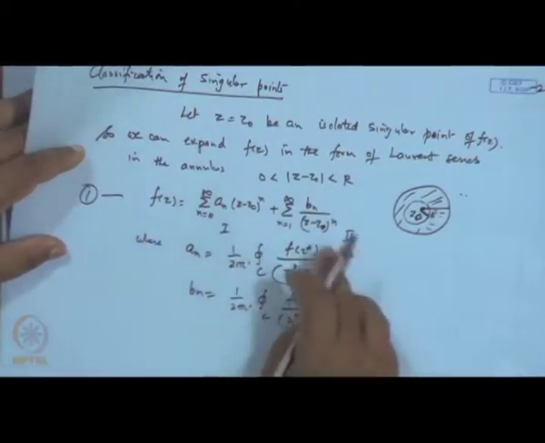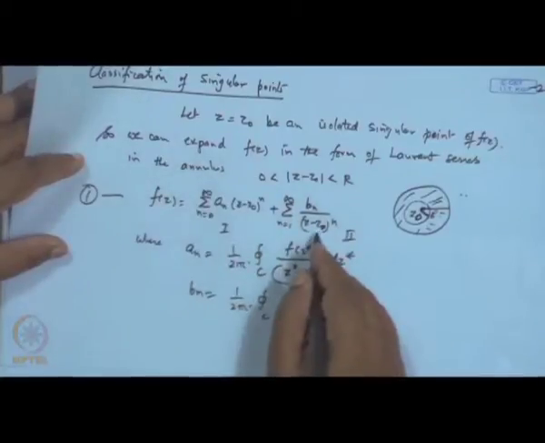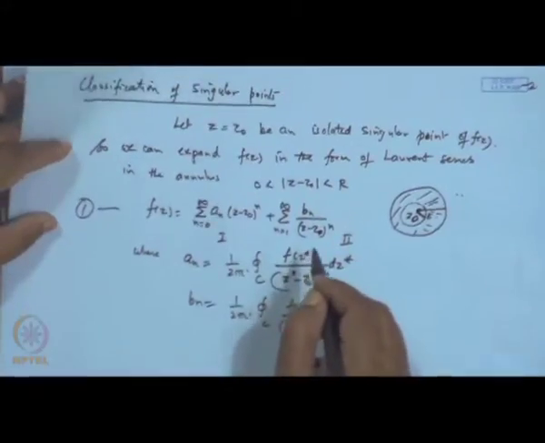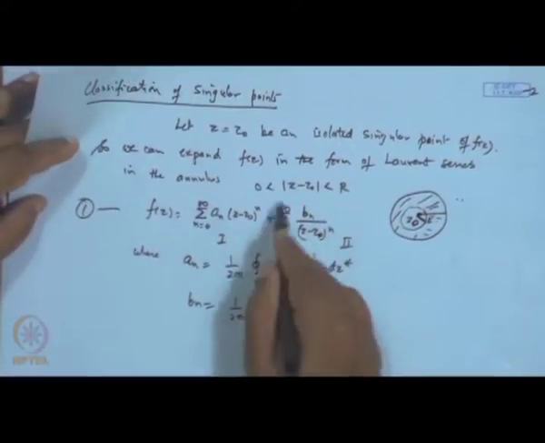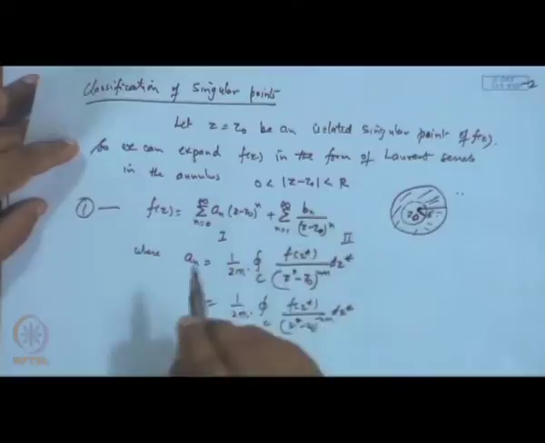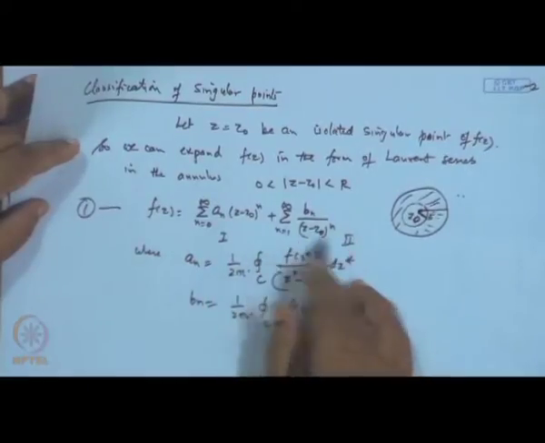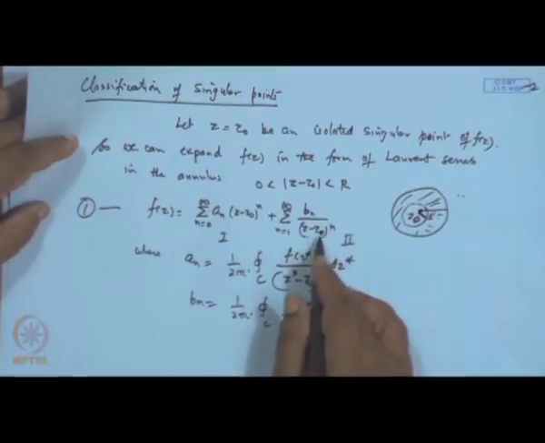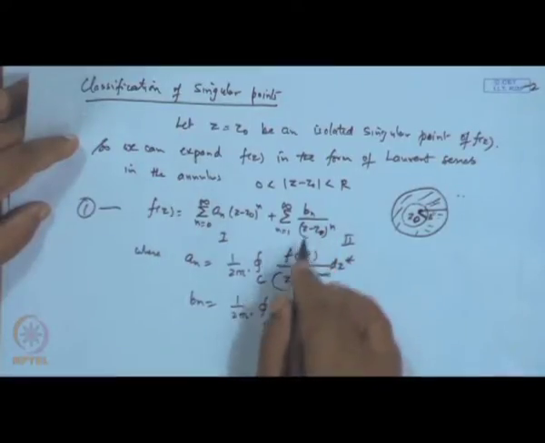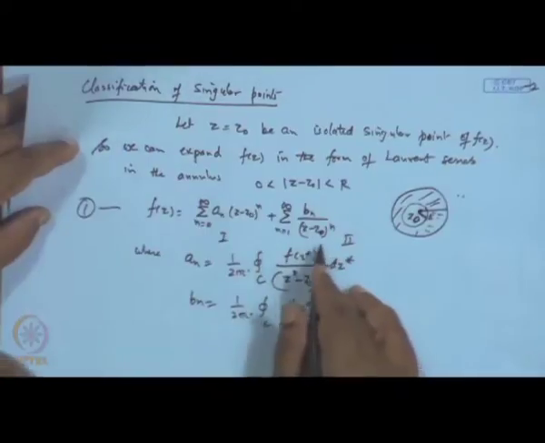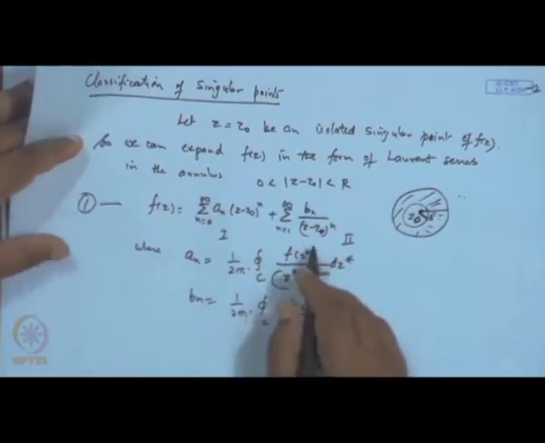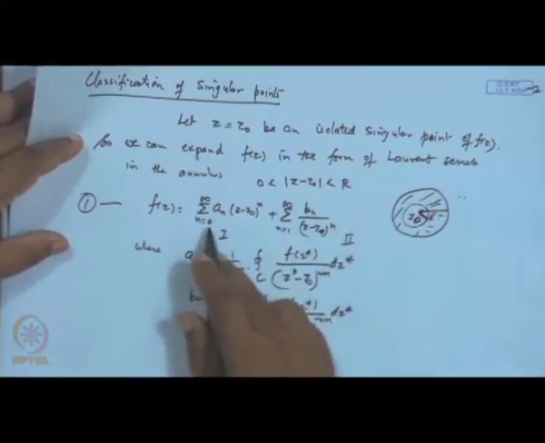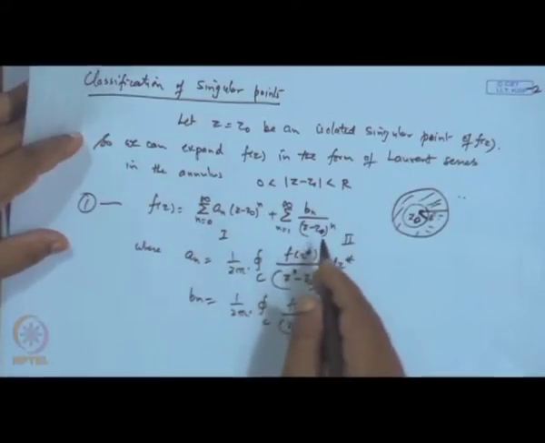Now, z equal to z naught is a singular point. So, the classification of the singularity depends on the terms available in the second part. If there is a finite number of terms in the second part, then we say z naught has a pole, and the order of the pole is the number of terms available in the second part. If there are infinitely many terms in the second part of this expansion, then z naught will be an essential singular point.